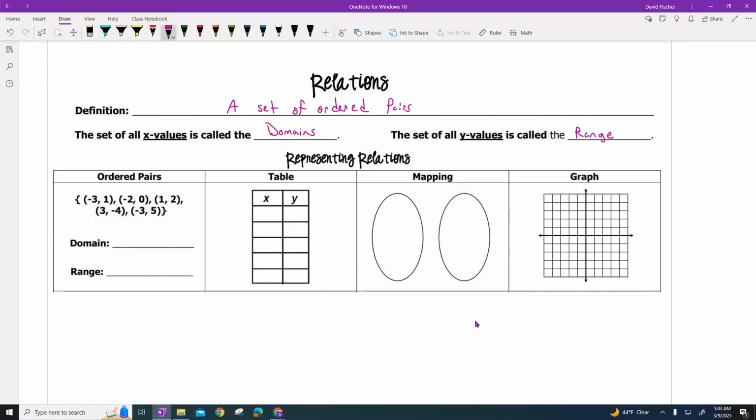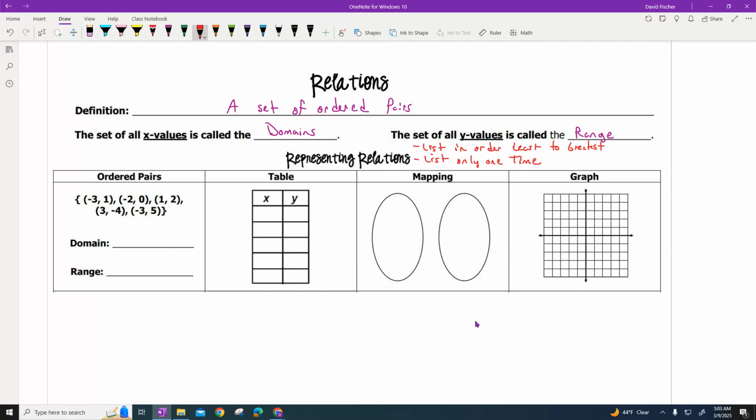Now, I want to put a couple of extra notes here on domains and ranges that when I list them, number one, you list them in order, least to greatest. And second thing that's important, list only one time. So if it happens twice, we list it only one time. Okay, especially on discrete graphs.